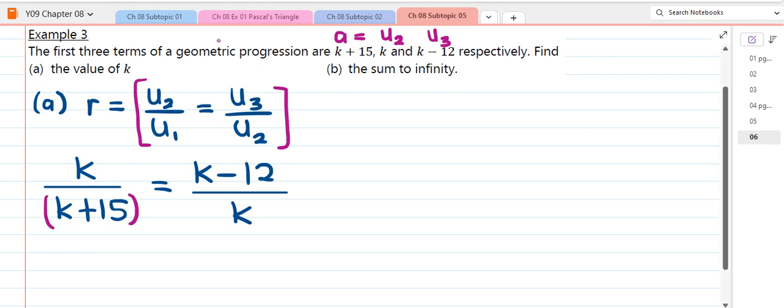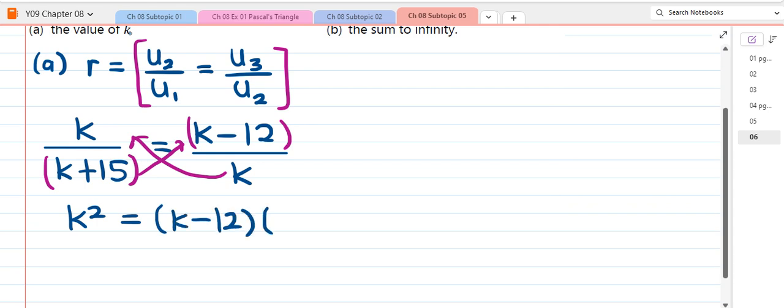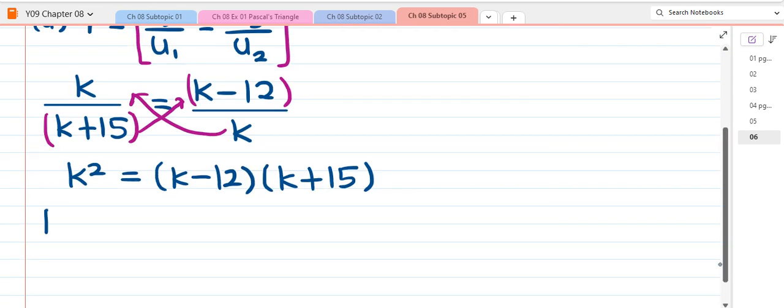Since you have a single fraction on both sides, you just cross multiply the denominator into the numerator. So the left side is k times k, which is k squared, equals k minus 12 bracket k plus 15. You can expand the k minus 12 times k plus 15. So I will have k times k is k squared, 15k minus 12k is plus 3k, and then negative 12 times 15 is negative 180.